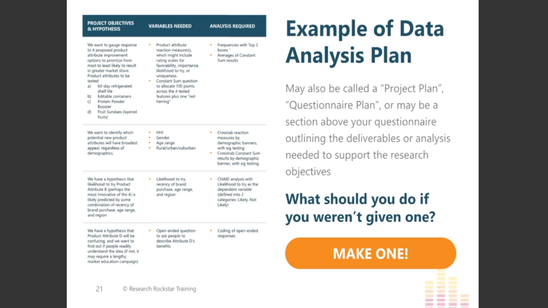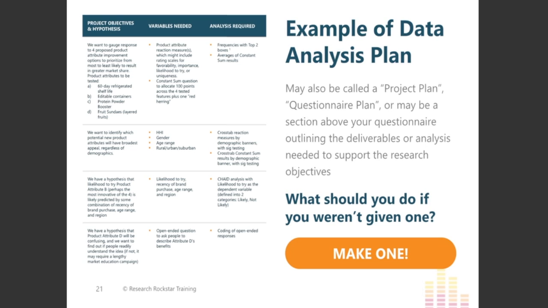Have the conversation with project stakeholders, document it before it's too late. Ideally, you're going to have this before the pricing of your project is set, before the timeline is set, but you definitely want to have this before you start writing your questions. How are you going to use this data? Who's going to see it? What types of outputs are going to be required?